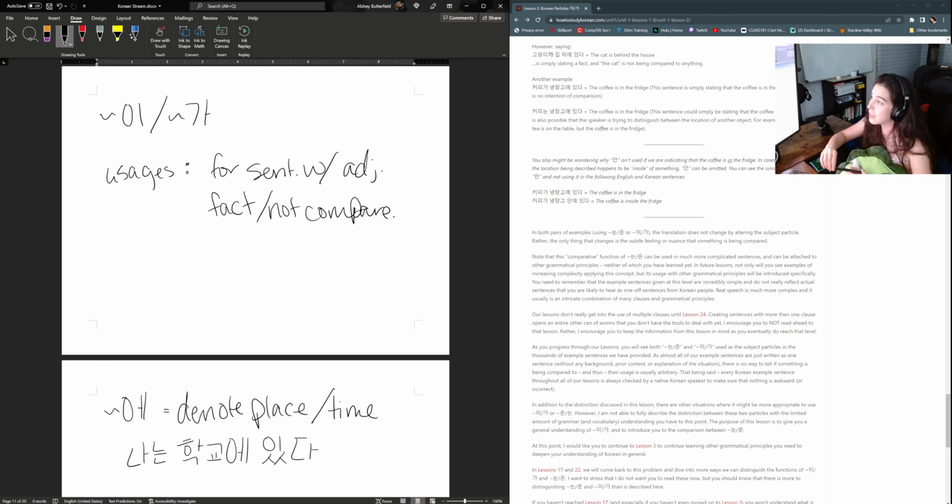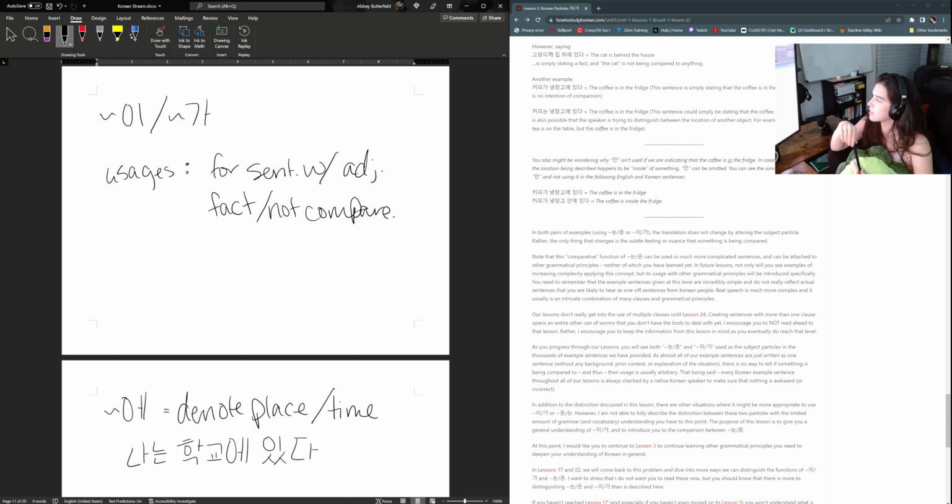It is also possible that the speaker is trying to distinguish between the location of another object. For example, perhaps tea is on the table, but the coffee is in the fridge. You might also be wondering why "an" isn't used if we are indicating the coffee is in the fridge. In this case, where the location being described happens to be inside of something, "an" can be omitted.